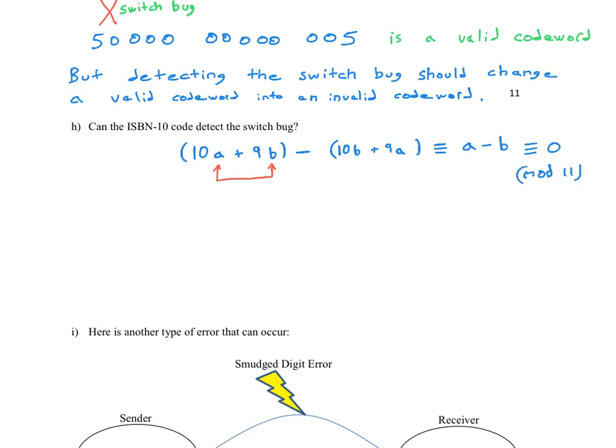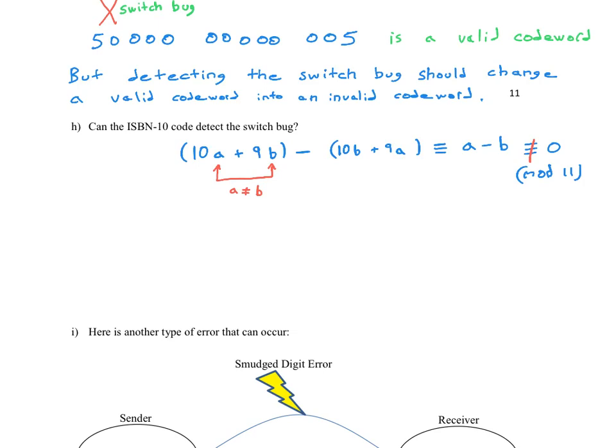Now let's remember that these two digits, a and b, that swap positions, a is not equal to b. They're different digits. So if a and b are different digits, you're never going to get 0 in mod 11. This is going to lead to a successful detection of the switch bug. Let's write a formal proof of this.